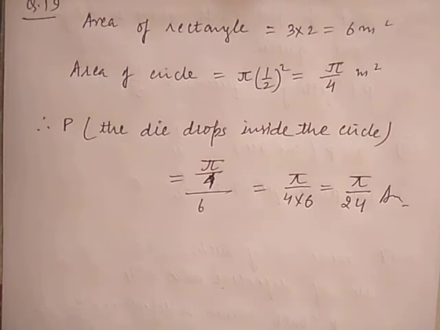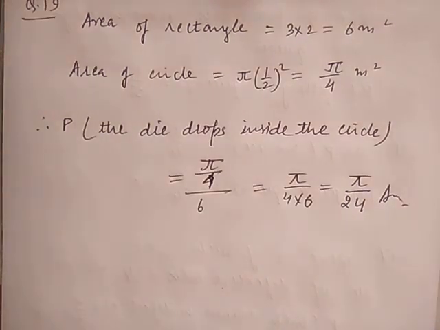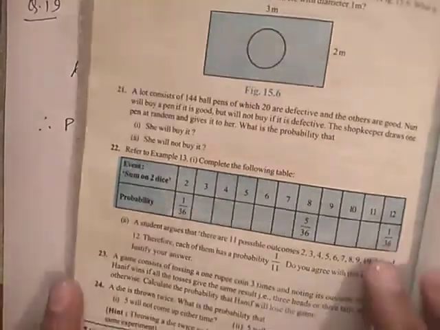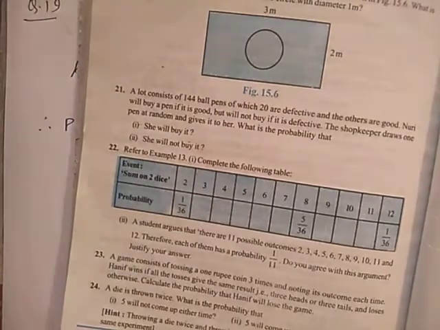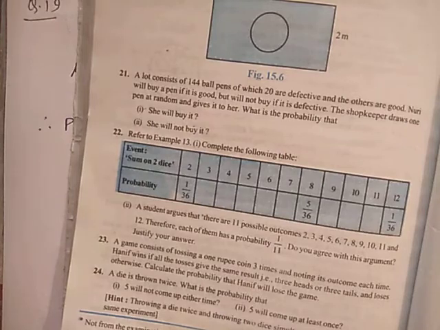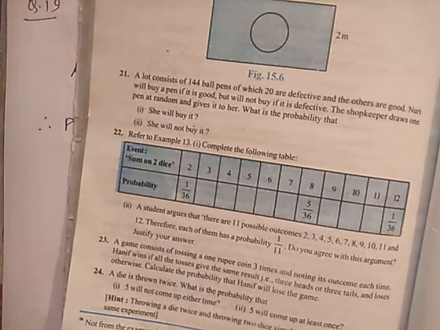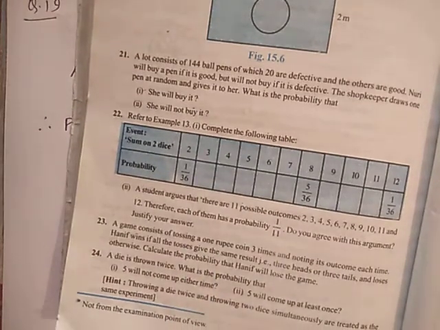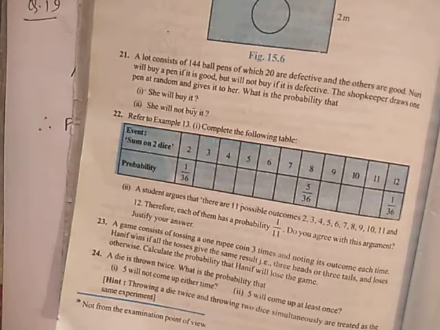Students, you get question number 20. Now question number 21 is important and very simple. You can do it by yourself. Question number 22 is for yourself also. You can do it by yourself. You have to complete the table. Then question number 23, 24 and 25.